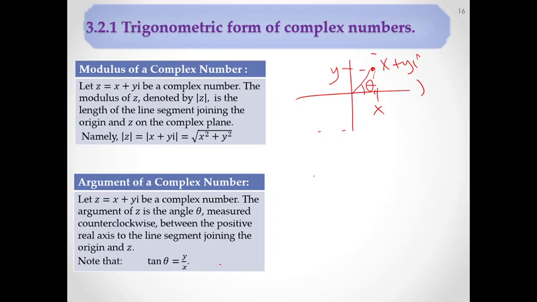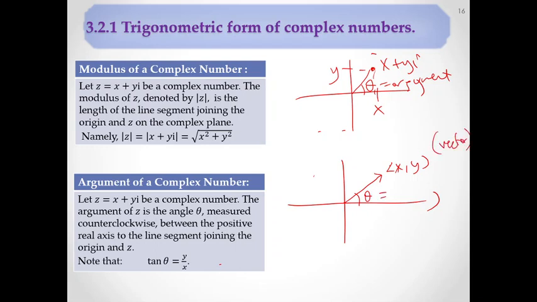This is theta, the argument. But in the vectors, we were doing it with xy. And in the previous section, it was a vector here, and theta was the direction of the angle. This was the modulus here, the length, the modulus of z.